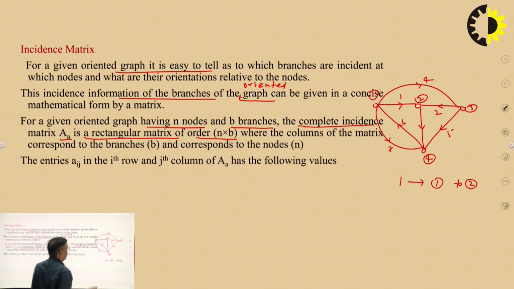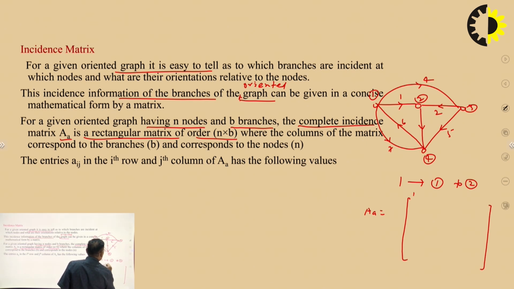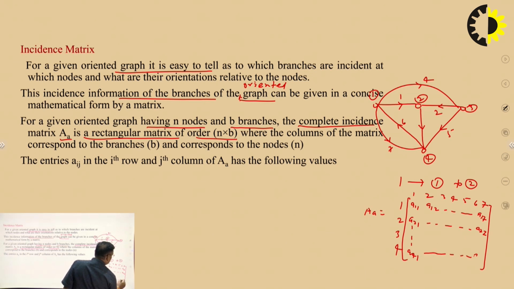Suppose we have this matrix, with 7 columns and 4 nodes. The matrix has elements: A11, A12, A17, A21, A27, A41 and A47. So Aij means the ith node and jth branch, or the ith row and jth column. The ith row corresponds to the ith node and the jth column corresponds to the jth branch.